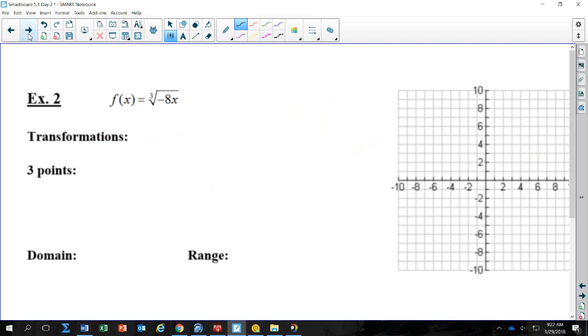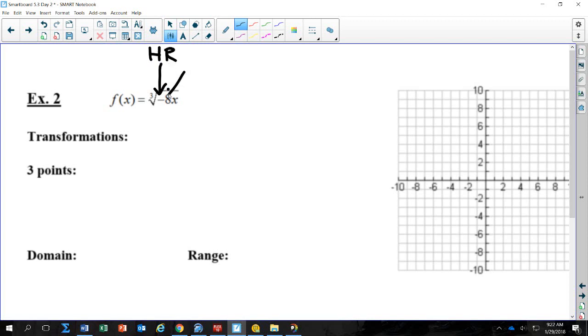Second example, transformations. We've got a negative underneath the cube root. What does that negative do? It's a horizontal reflection. Or you could say a reflection over the y-axis. They're the same thing. So this is going to be my horizontal reflection.